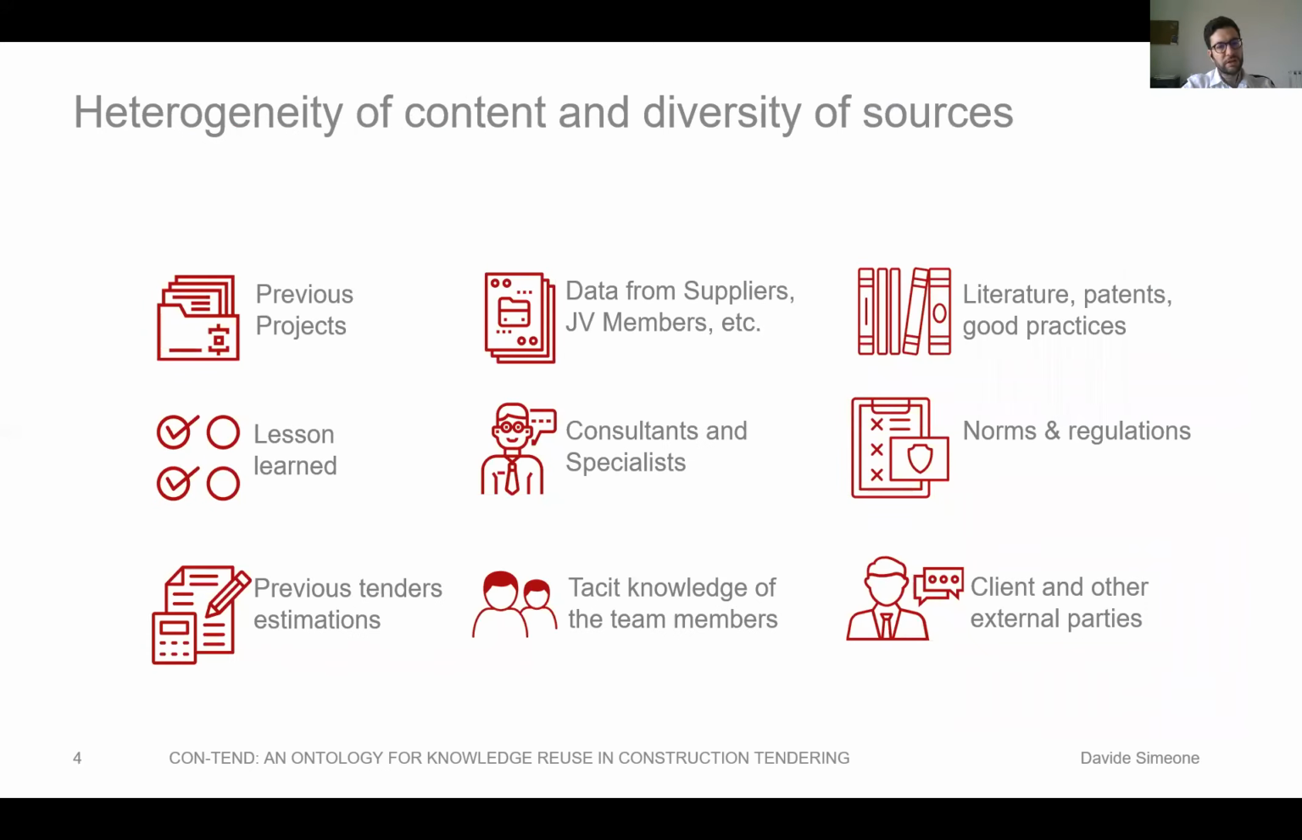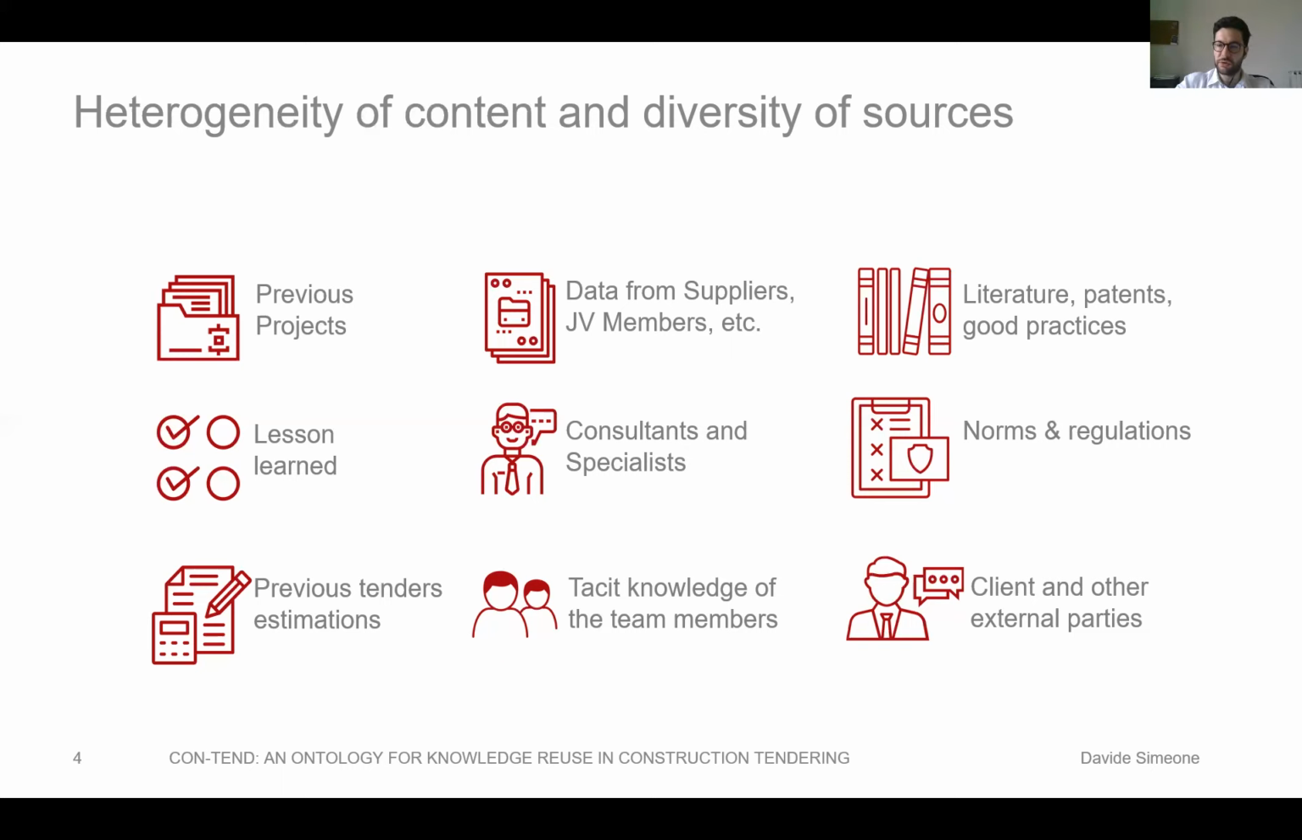As we can see here, there are different sources that provide knowledge during the construction tender. There is the knowledge from previous projects. There are the results of previous tenders and estimations. So if we made some calculation for some rates, for instance, in a previous tender, we can carefully reuse them in a new tender. There is data provided by suppliers, other joint venture members, and so on. There are consultants, specialists, and there is also the tacit knowledge of all the people involved.